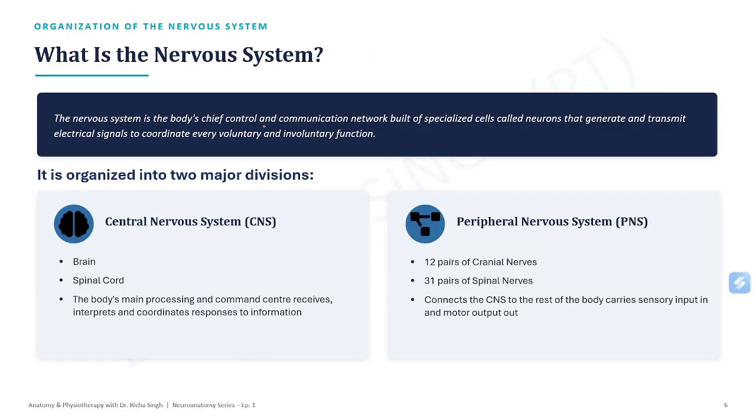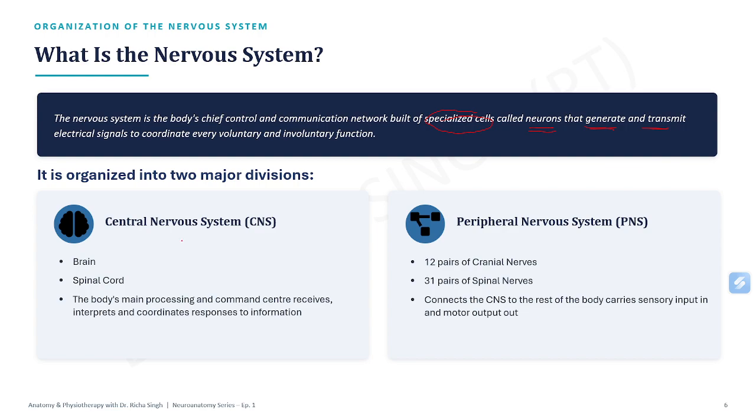So, coming to the very first idea of what is the central nervous system or the nervous system. The nervous system is the body's chief center of control and communication. It is a network built on specialized cells. What are these specialized cells called as? These cells are called as neurons. The functional unit that make up the nervous system in human body is the neurons. These neurons help you to generate and transmit the electrical signals to coordinate each and every voluntary and involuntary movement.